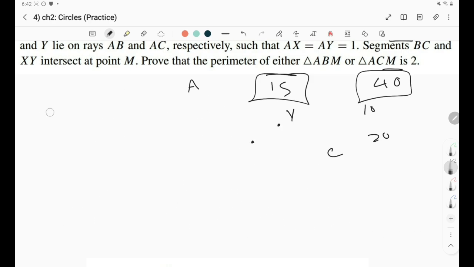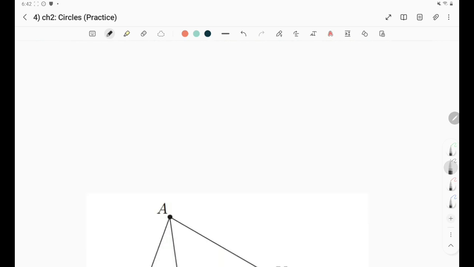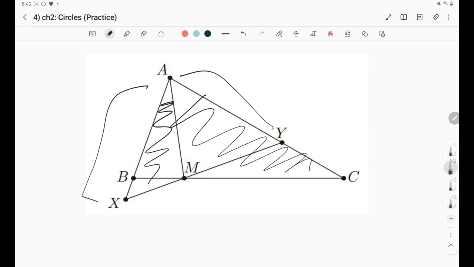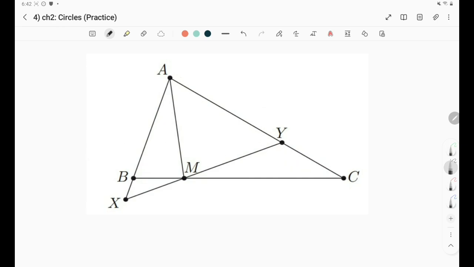So the diagram is not that much of an issue here. I'm going to immediately assume that we have the diagram. I'm going to bring it here. Okay, here we go. So this is our diagram now. We have a triangle ABC with perimeter 4, and we have AY equals AX equals 1, and we need to show that either ABM or ACM is going to have perimeter 2.